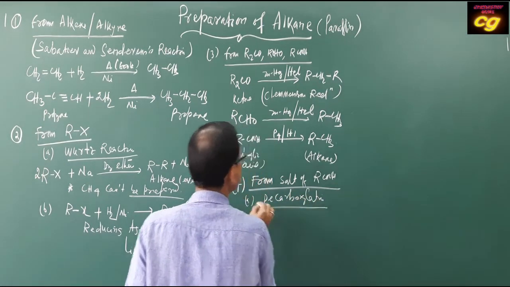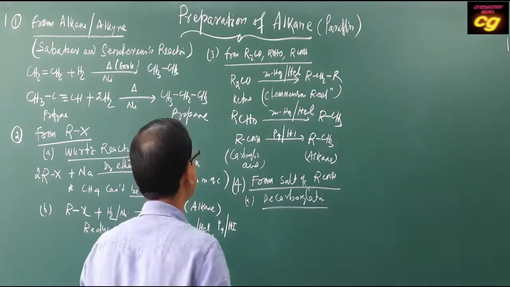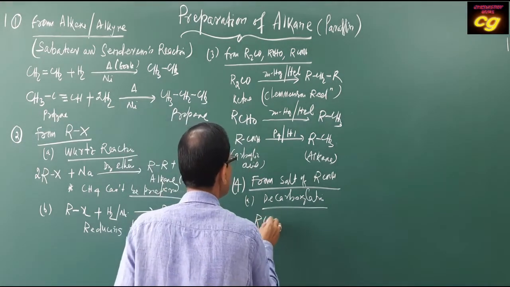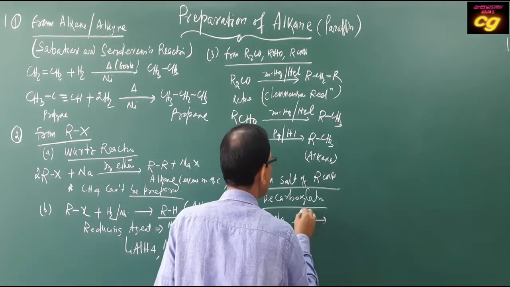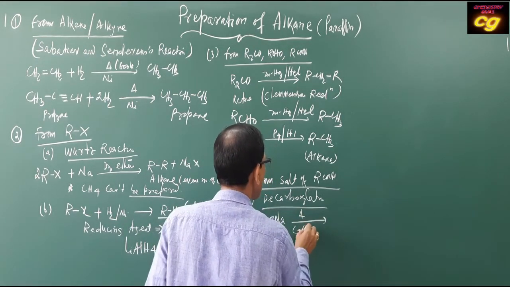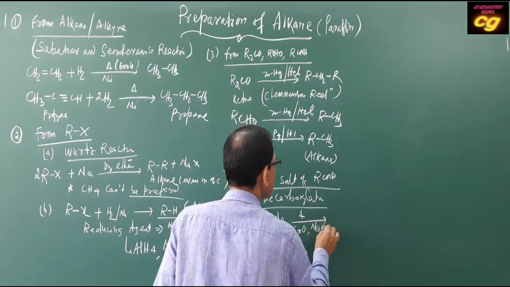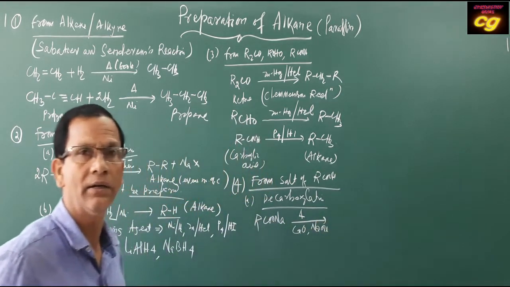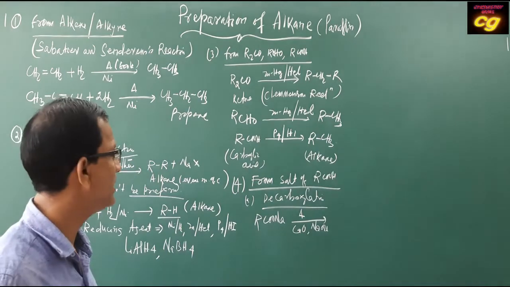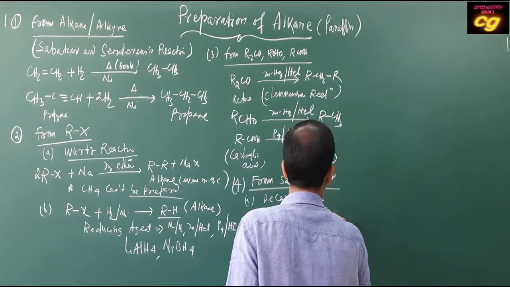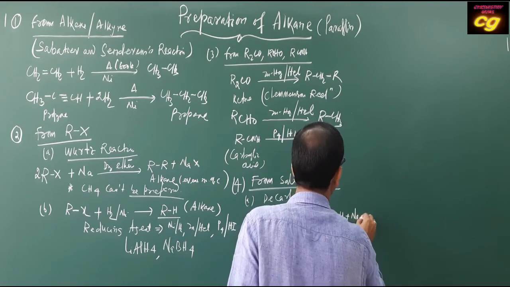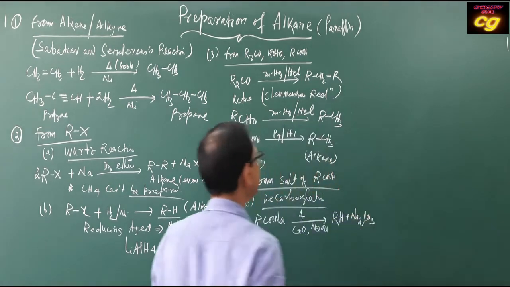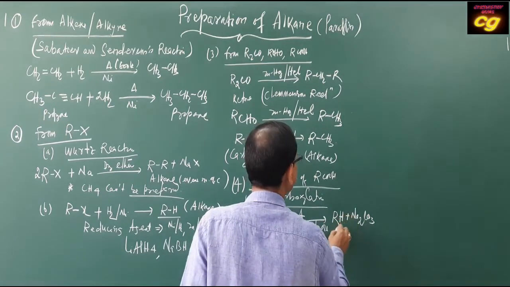Decarboxylation. The name reaction is decarboxylation. Here what happens? You take any acid and use its sodium salt. When heated in presence of soda lime, a mixture of calcium oxide and sodium hydroxide, the corresponding alkane and sodium carbonate will form. So this is your alkane.